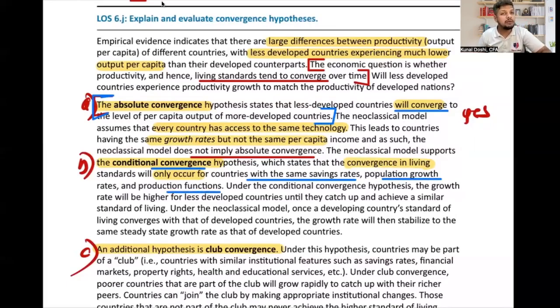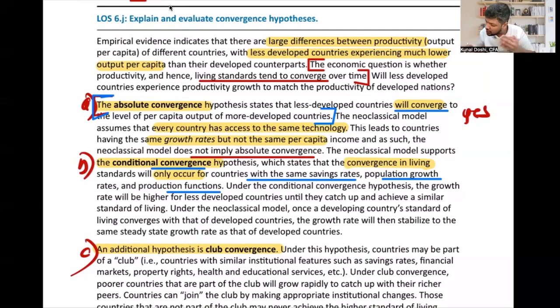So what you need to remember is that absolute convergence says, oh yes, it will eventually reach. Why? Because everyone has the same technology, or everyone can get access to the same technology today or tomorrow. That is absolute convergence. So outright they say, yes, it will happen. But conditional convergence does say that this will happen, however, subject to some conditions.